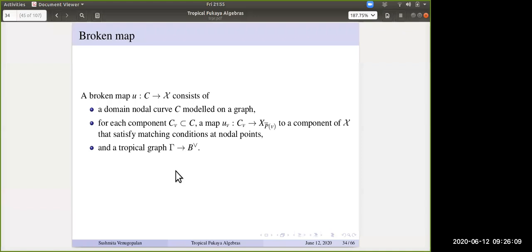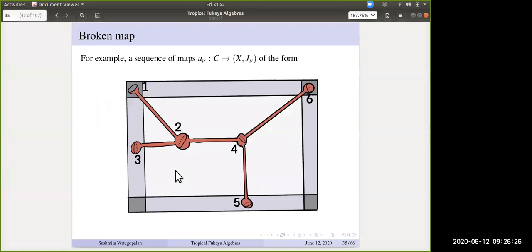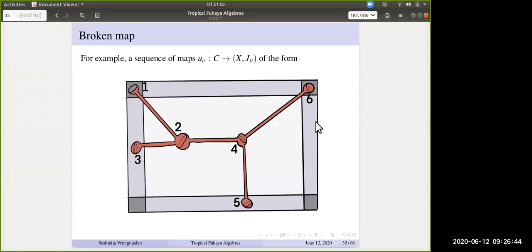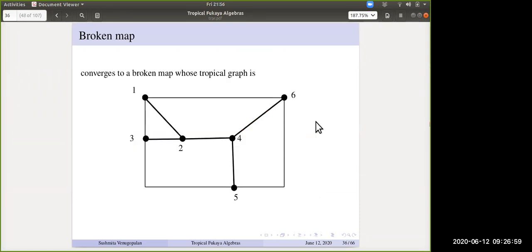I want to emphasize that a tropical graph is a combinatorial invariant associated to a broken map. So the moduli space will have different pieces corresponding to different tropical graphs. It's not a continuous invariant. For example, we considered a sequence of maps which look like this, and that sequence converges to a broken map whose tropical graph is of this form. That can be read off from the translation sequences used in the translations of the target space for which these maps converge. So this shape of the map just gives us the shape of the tropical graph.